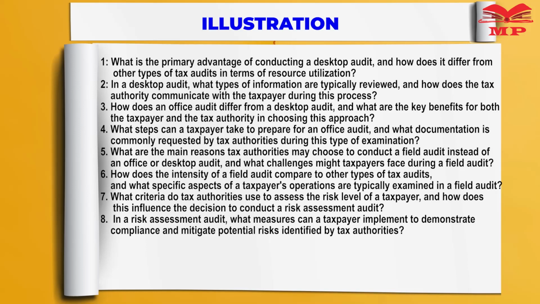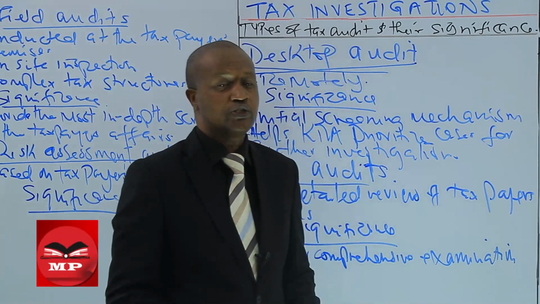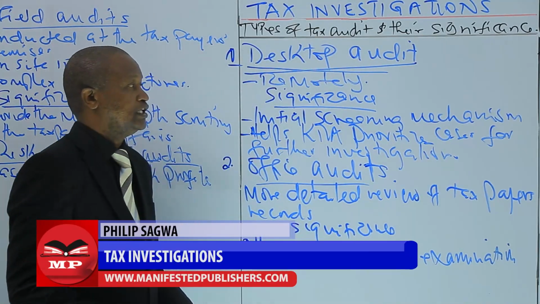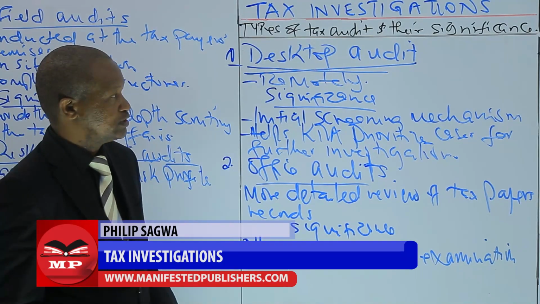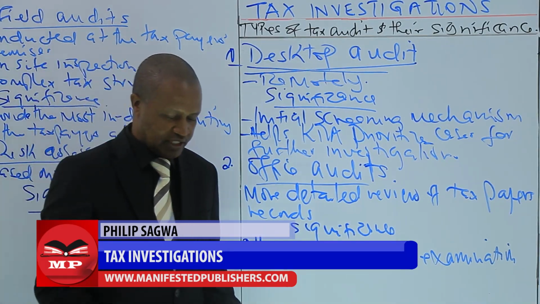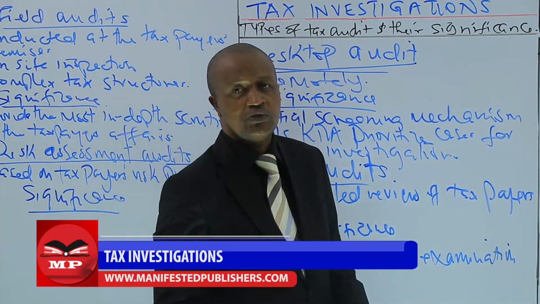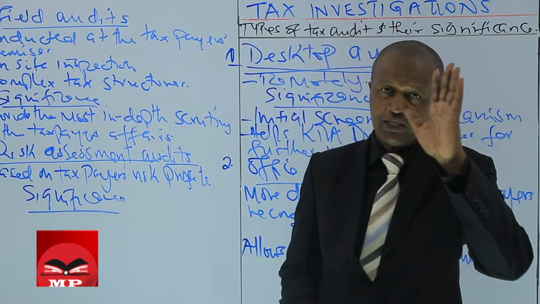Lastly, in a risk assessment audit, what measures can a taxpayer implement to demonstrate compliance and mitigate potential risks identified by tax authorities? These are 8 questions, 2 questions for each type of audit. In total, 8 revision questions. Please try and attempt the questions before coming to the next lesson.